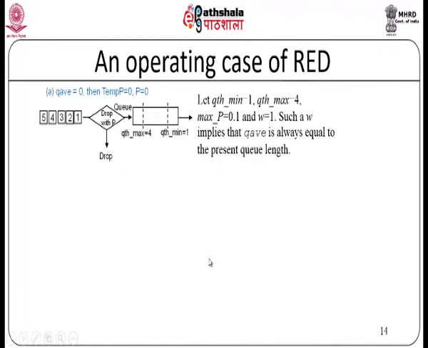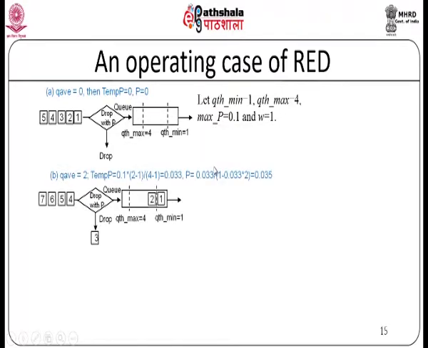So this is just an example of RED in operation. You can look at this example here. Let us assume that we have 5 packets coming in. We have a queue here. Assume that the minimum threshold is 1, the maximum threshold is 4, max P is 0.1, and taking a W value of 1. What W equal to 1 indicates is that the average queue size is equal to the present queue length.